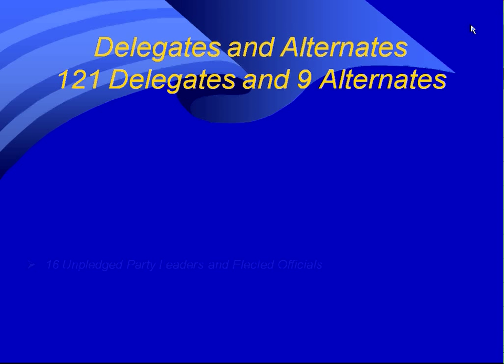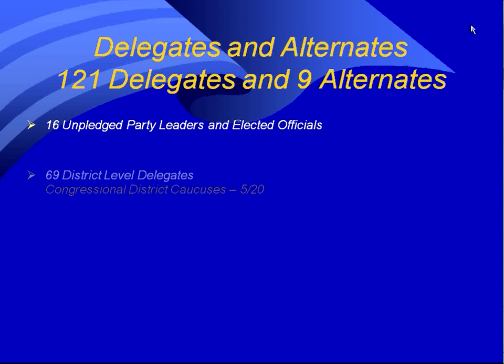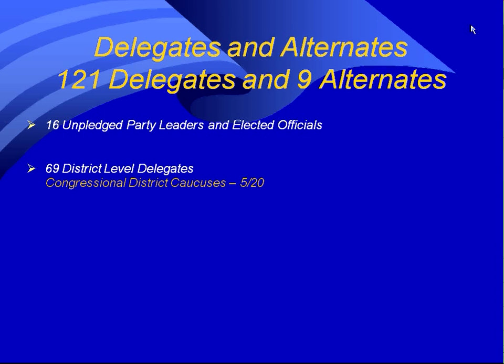So the first group are 16 unpledged party leaders and elected officials. Now, I want to take a moment to say that in the next couple of slides, I'm going to go through and explain these four different types very clearly. But on the first slide, I just want to lay them out so you understand where we're going. So, unpledged party leaders and elected officials. Second group are 69 district-level delegates. These are elected at the Congressional District Caucuses on May 20th at that third tier of the process.